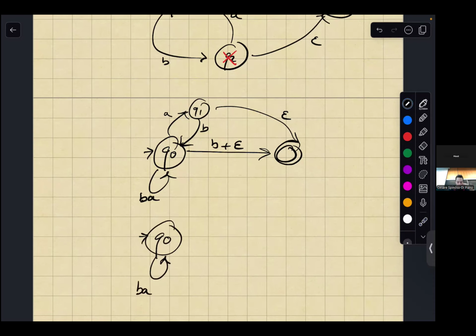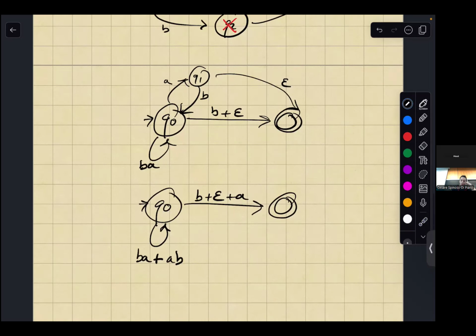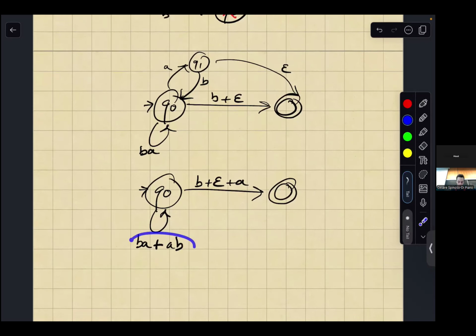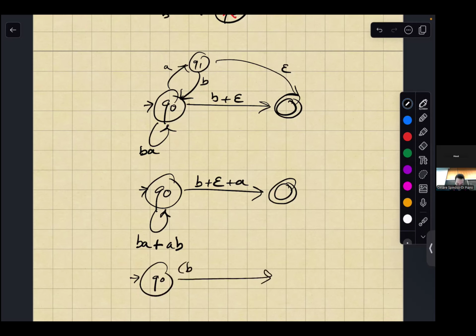So here I have BA, but now I can also use AB. And then to go to the accept state, I can either use B or epsilon, but now I can also use A. Okay? And now this self loop on Q0, if I take off the self loop on Q0, this can just become (BA or AB) star, right? And then I either use B or epsilon or A to get to the accept state.